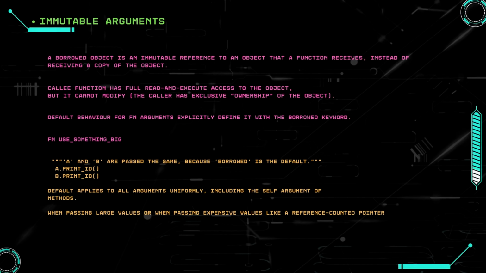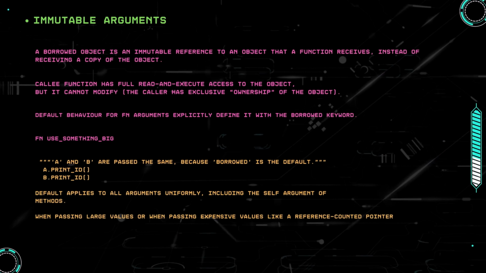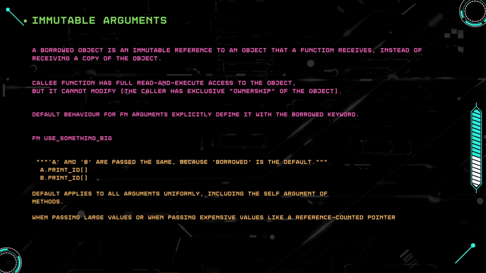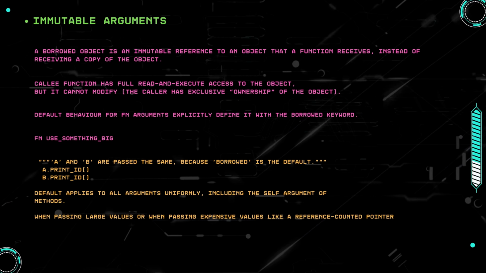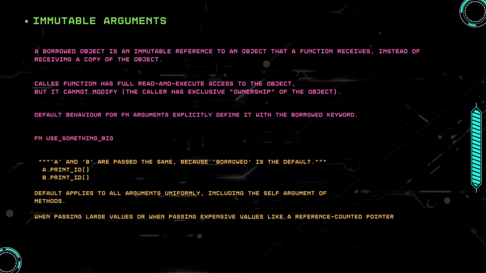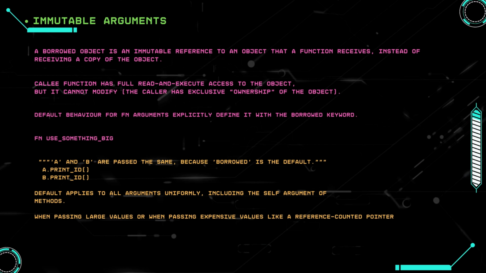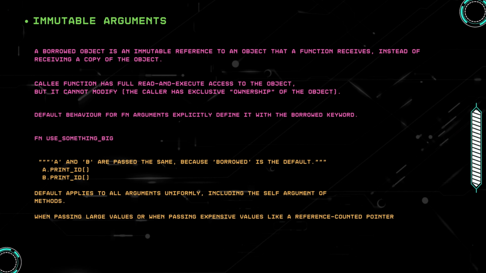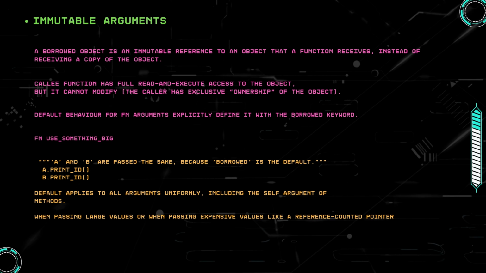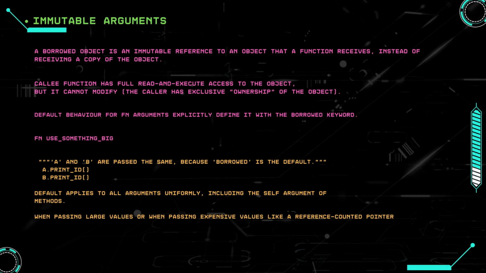Immutable arguments. A borrowed object is an immutable reference to an object that a function receives, instead of receiving a copy of the object. The called function has full read and execute access to the object, but it cannot modify it. The caller has exclusive ownership of the object. This is the default behavior for fn arguments, and you can explicitly define it with the borrowed keyword.